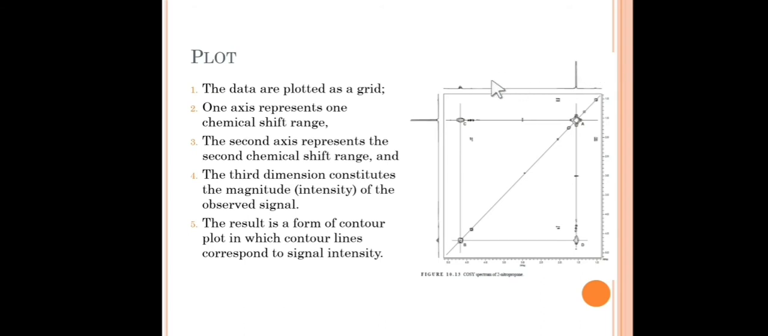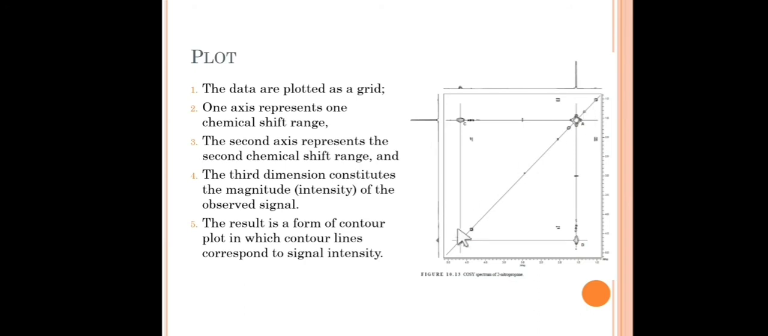The chemical shifts for this upper one start from here: 0, 1, 2, 3, 4, 5 and so on. And for this plot it starts from here: 1, 2, 3, 4, 5, 6 and so on. So the data looks like a grid. One axis is one chemical shift range, and the other is another chemical shift range. It is the same chemical shift but plotted like this. So finally we get this diagonal.